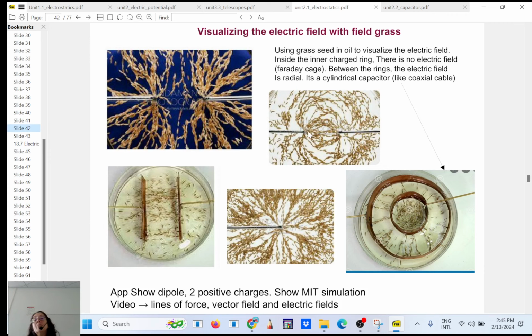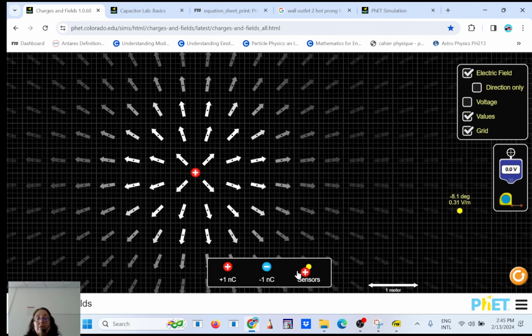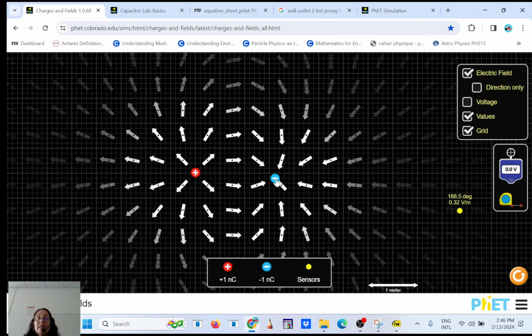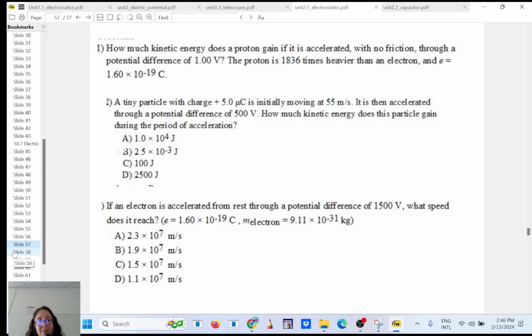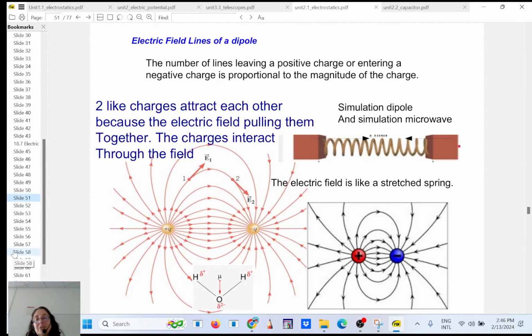So now what do you think is happening? Are they opposite side or like side? Opposite. So this is the configuration for a dipole. Now the electric field is trying as much as it can to bring them together, right? You see? That will be the electric field here for a dipole.